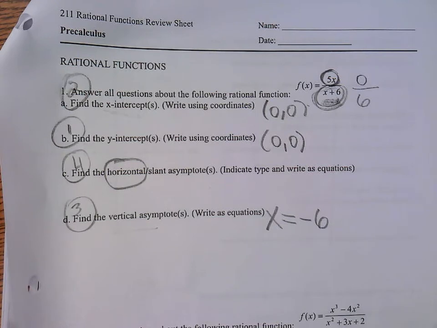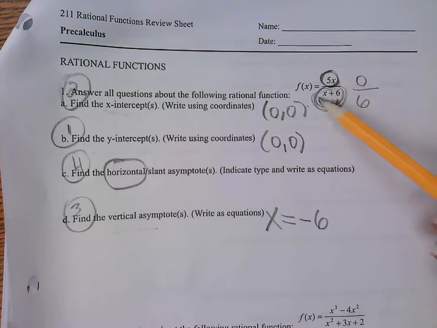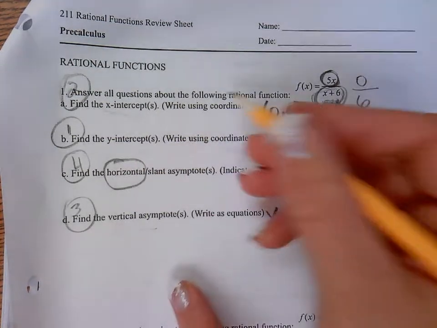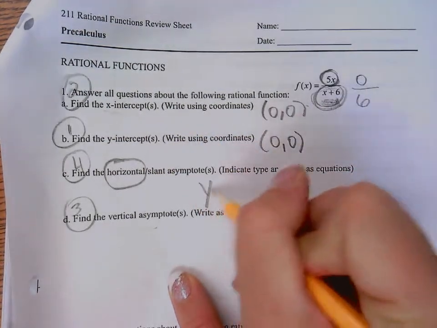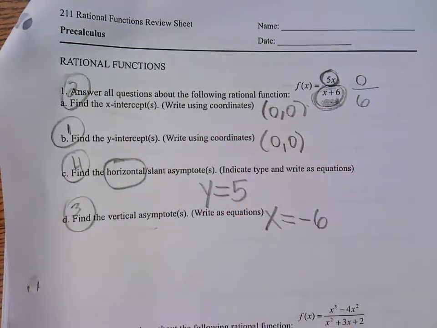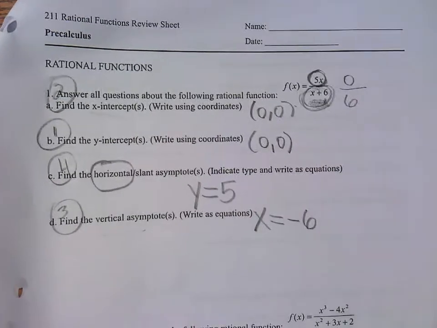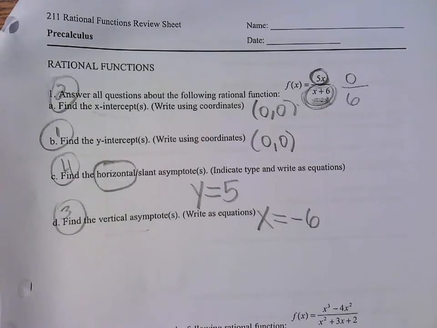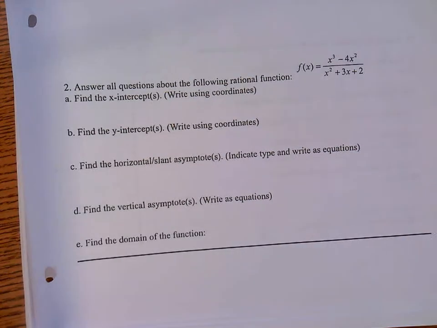I take the coefficients of the x's, 5 over 1, 5x over 1x. So 5 over 1 is 5. So I write that as the horizontal asymptote y equals 5. And on this one, I didn't have to graph it. I just had to find those 4 parts of my answer. Calculate the second half of it to be able to check some of your answers.